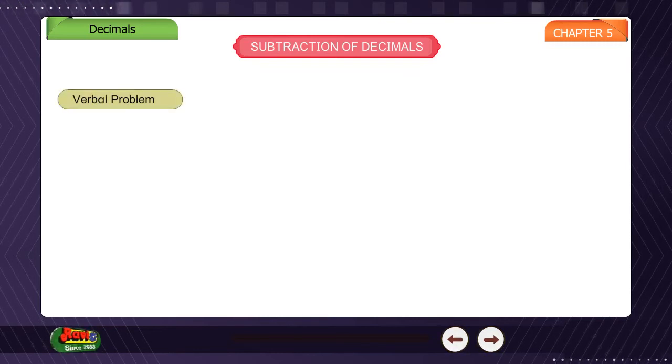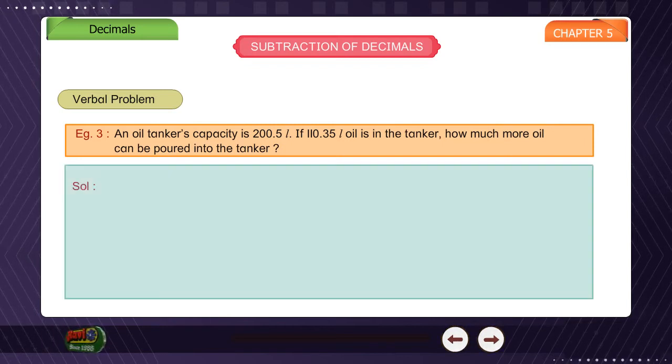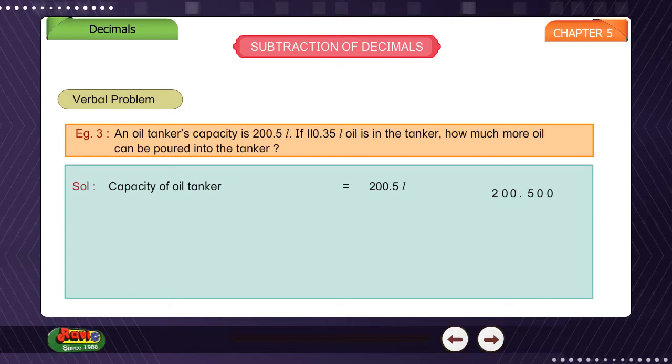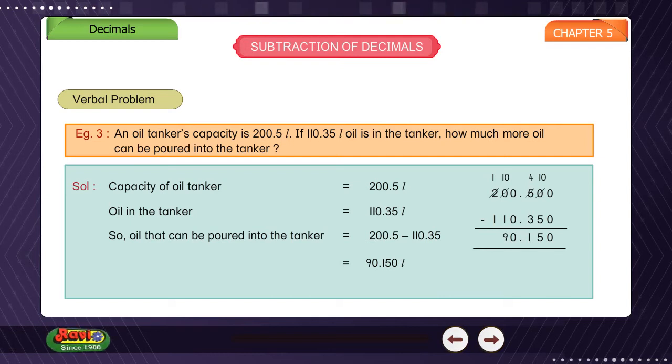Verbal problem. Example 3. An oil tanker's capacity is 200.5 liters. If 110.35 liters of oil is in the tanker, how much more oil can be poured into the tanker? Solution. Capacity of oil tanker is equal to 200.5 liters. Oil in the tanker is equal to 110.35 liters. So, oil that can be poured into the tanker is equal to 200.5 minus 110.35, which is 90.150 liters.